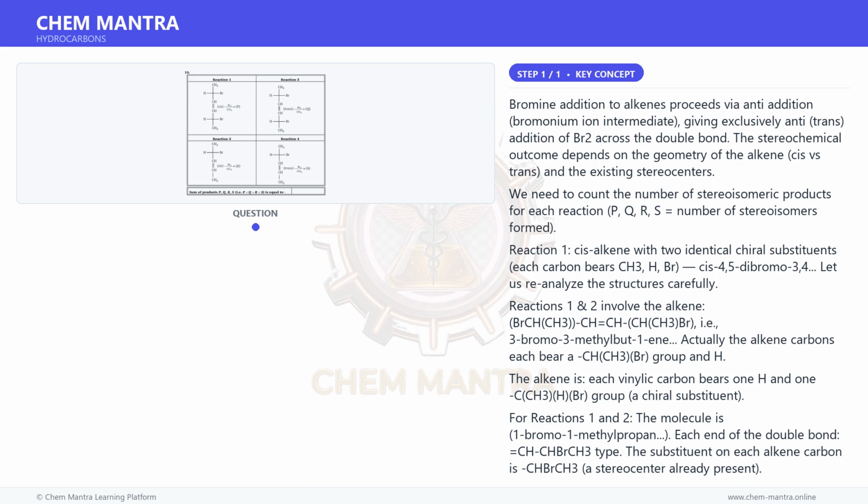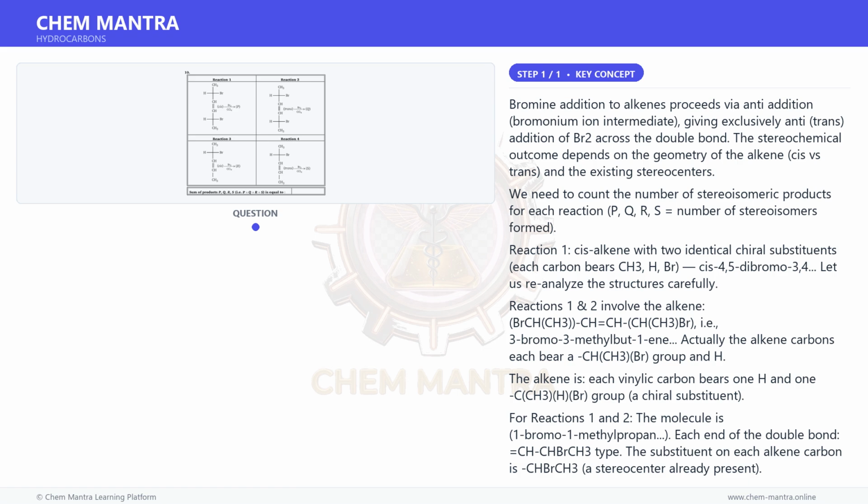Anti-addition from two faces gives two products. Due to the symmetry analysis, for the cis alkene with anti-addition, one product is the meso compound and one is a DL pair of two enantiomers. Careful analysis: the cis alkene with anti-addition produces a pair of enantiomers, since the two faces of the bromonium are related by a C2 axis for the cis isomer. So P is equal to 2 stereoisomers, a racemic mixture, i.e. two distinct stereoisomers.